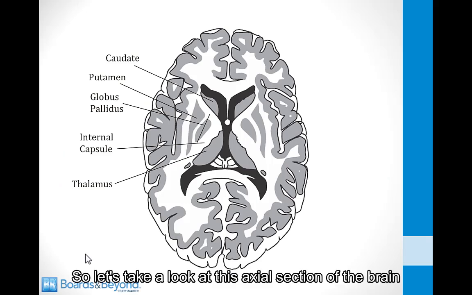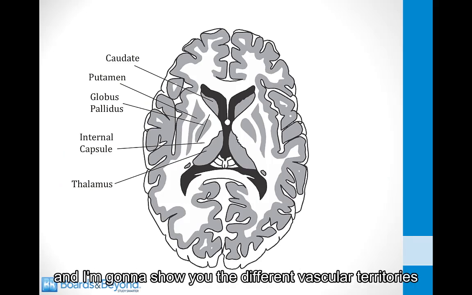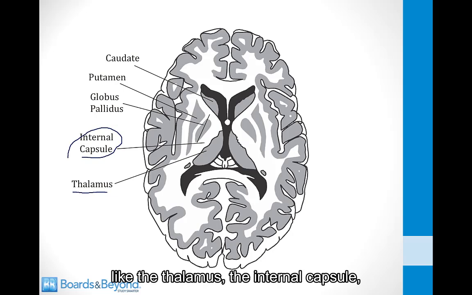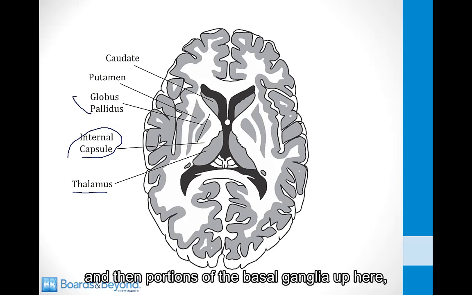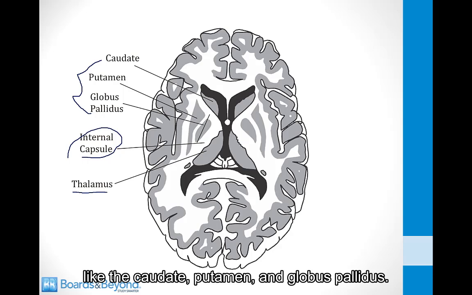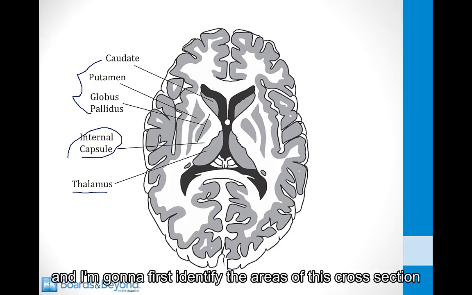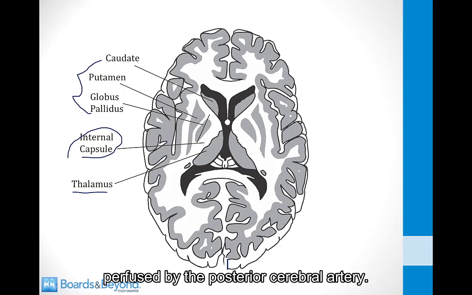So let's take a look at this axial section of the brain, and I'm going to show you the different vascular territories from the different arteries. First of all, notice that I've drawn some of the key subcortical structures like the thalamus, the internal capsule, and then portions of the basal ganglia up here like the caudate, putamen, and globus pallidus. So I'm going to start by using a blue highlighter, and I'm going to first identify the areas of this cross-section perfused by the posterior cerebral artery.